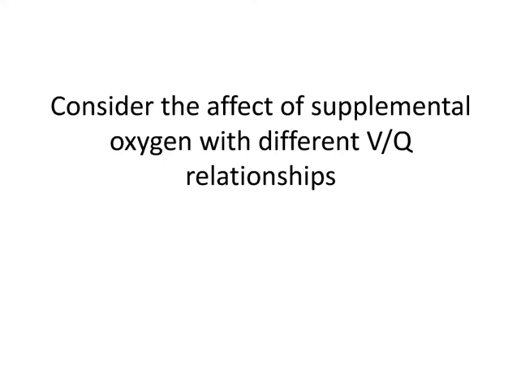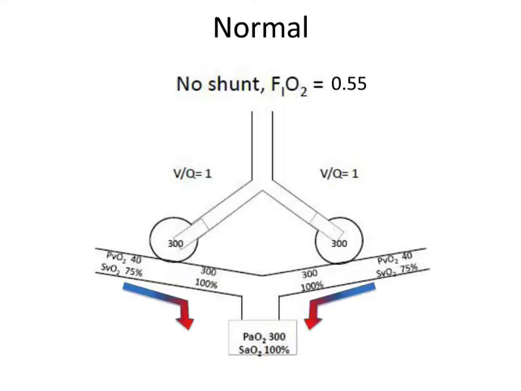Now, let's go through the different causes of hypoxemia and see how they respond to supplemental oxygen. Here is the patient with two normal lung units breathing an FiO2 of 0.5. You should go through the calculations yourself, but you should find that the PAO2 is approximately 300 millimeters of mercury. In this picture, you have perfect diffusion, so the PaO2 also ends up being 300.